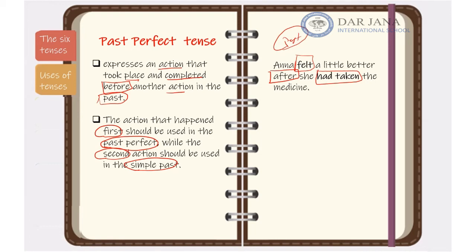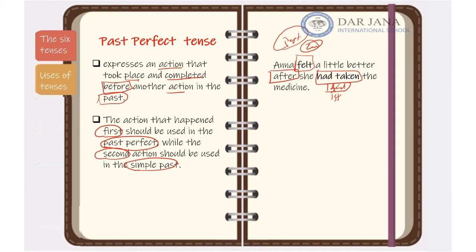Okay. Now, which means the one that is written second is the one that happened first, right? And the one written first is the one that happened second. So for the one earlier in time, we use the past perfect, and for the one which is closer in time, we use the simple past.